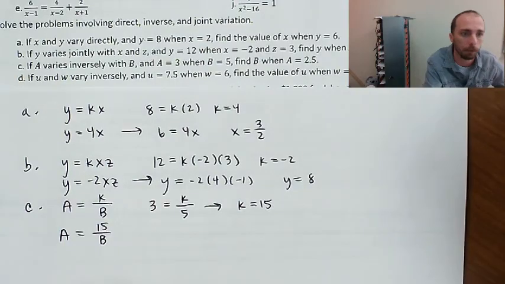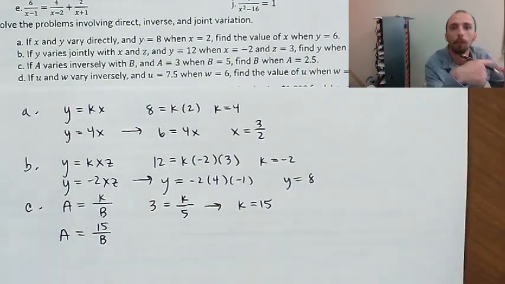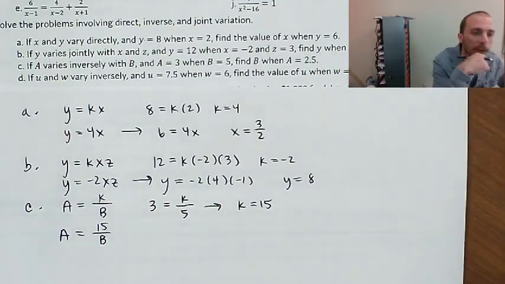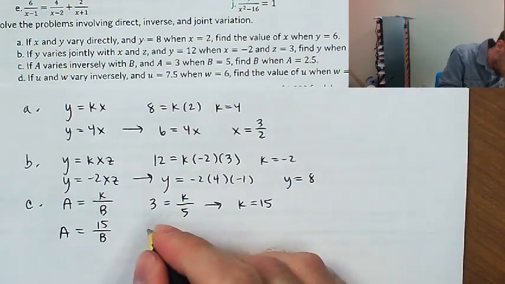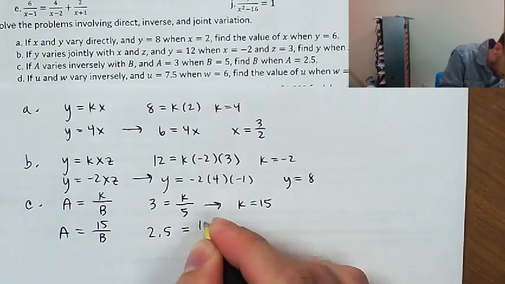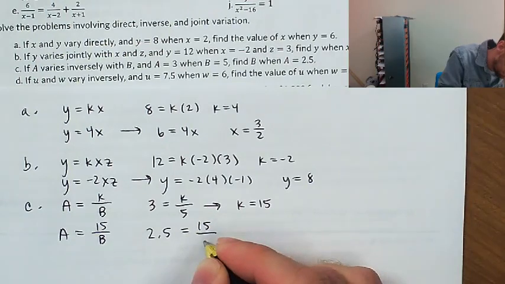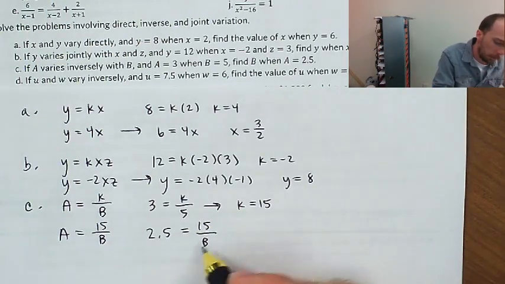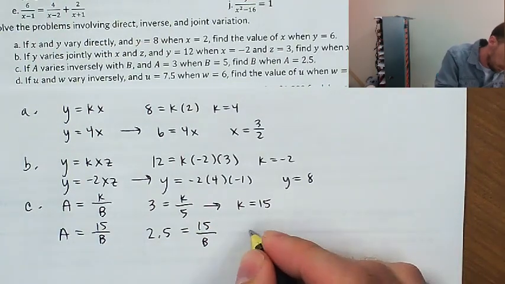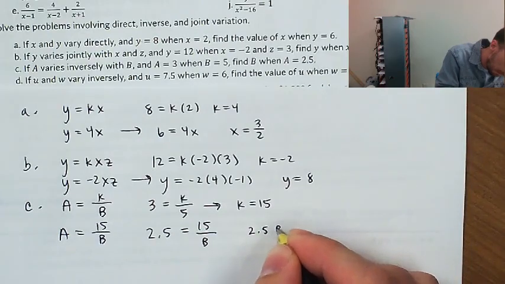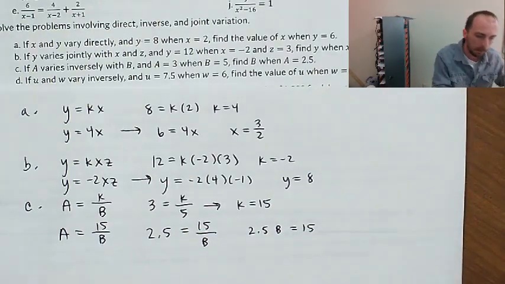Some people will tell you for inverse variation that the two variables are multiplied together to equal the same number every time. But that's not how we're going to do it. We're thinking about rational functions, so we're going to think about variables in the denominator. The a is 2.5, so 2.5 equals 15 divided by b. Okay, so I'm going to multiply both sides by b, and I'll have 2.5b equals 15.